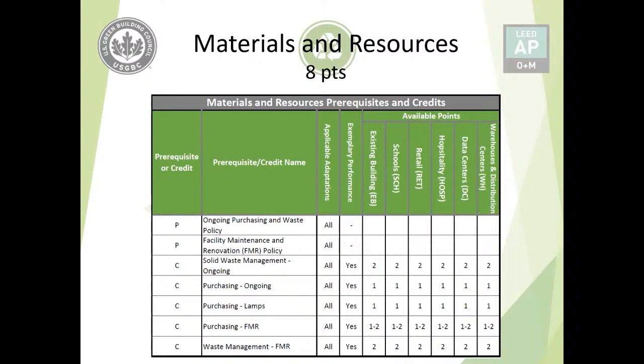Now, there is a slight difference between maintenance and renovation. Usually, it's not clearly defined which maintenance can be classified as renovation, but generally, renovation is small projects, little capital projects, and maintenance is usually the stuff that you do to maintain the building, which is regular and has to be repeated at certain intervals of time. So we will go through the prerequisites and the credits, and as usual, I put the subsequent credits after the prerequisite.